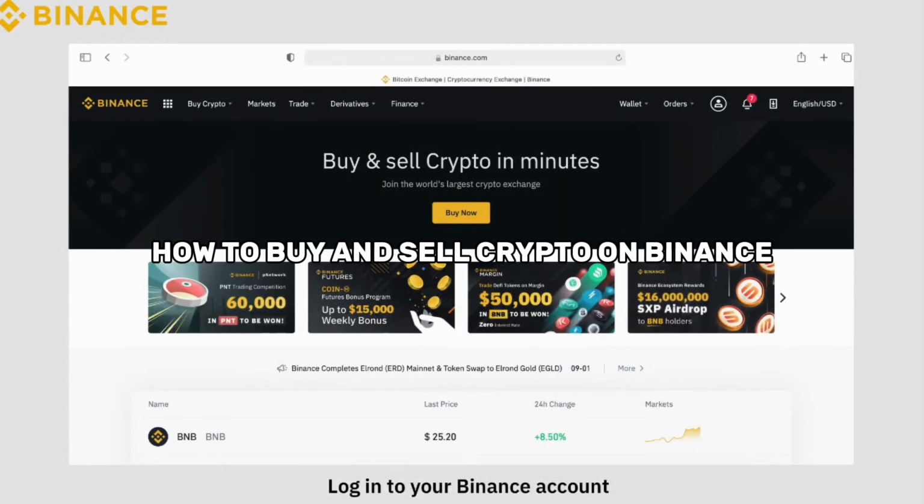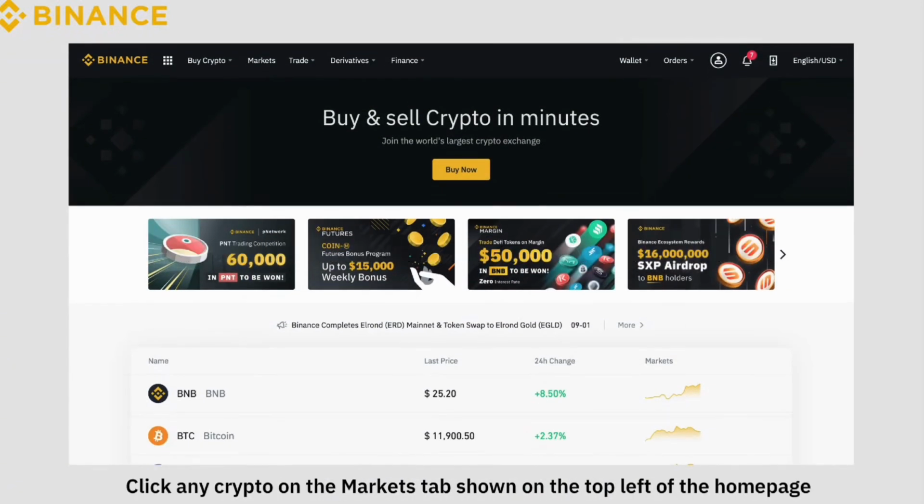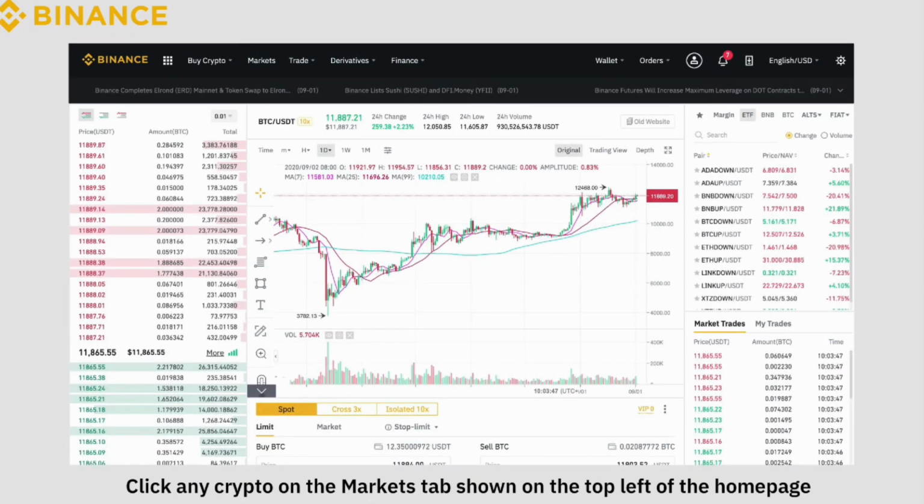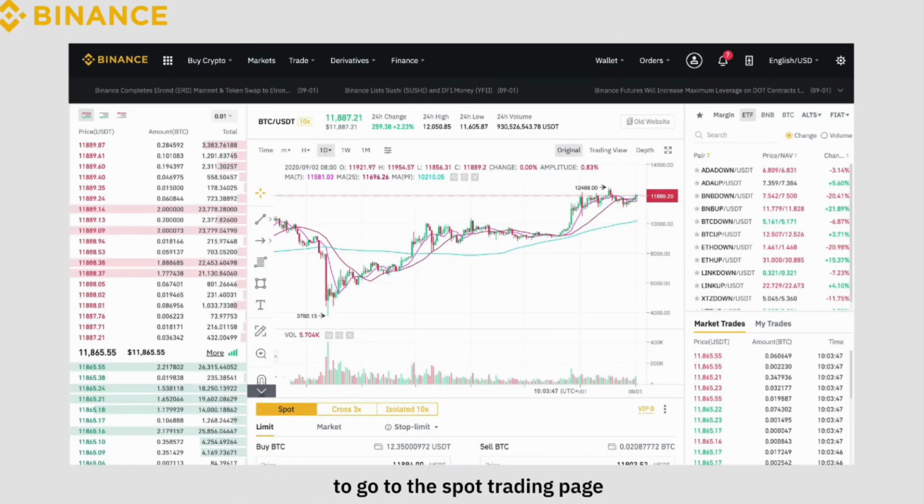Ever wondered how to buy and sell crypto on Binance? In this guide, we'll walk you through the steps to purchase and sell cryptocurrencies on Binance, one of the most popular platforms in the world for trading digital assets.